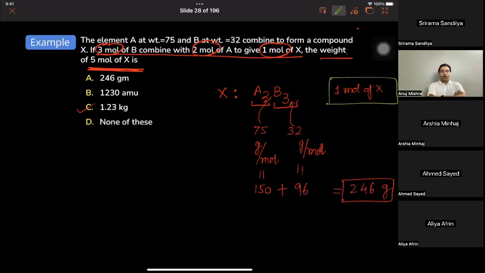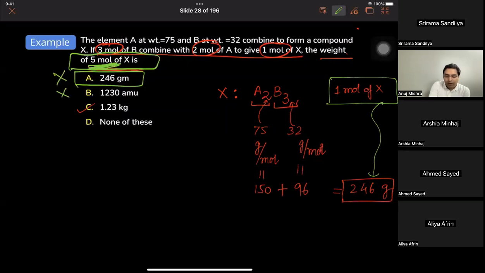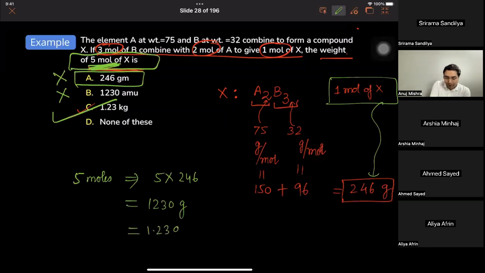The question is not about 1 mole. Many of you who are in a hurry will mark 246 as the answer because this option is also given. But read the question carefully. The weight of 5 mole. The question is about 5 mole. So this is not the correct answer. This is the correct option. Why? Because when it comes to 5 moles, you have to multiply 5 into 246, which will be 1230 grams, which is 1.23 kilogram.